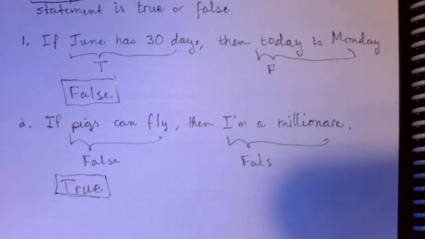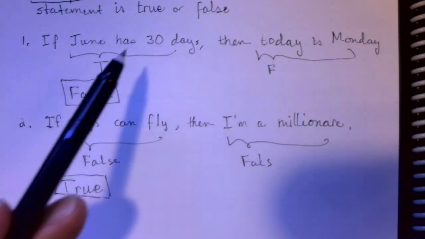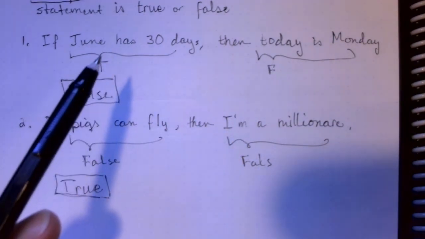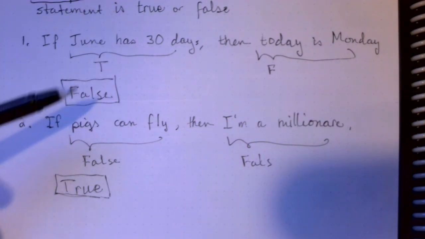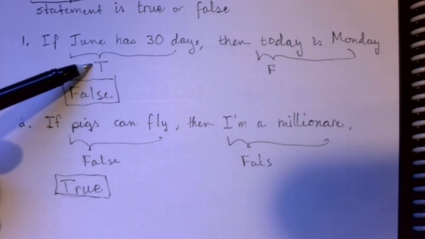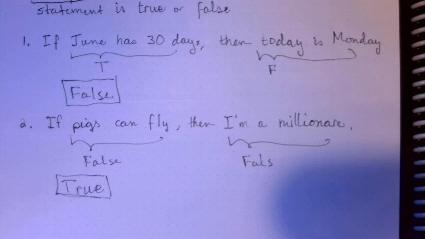So if you are asked whether a conditional statement is true or false, what you need to do is look at each of the parts. Look at their truth values. And remember, the only time a conditional statement is false is when the antecedent is true but the consequent is false. In all other cases, your conditional statement is true.